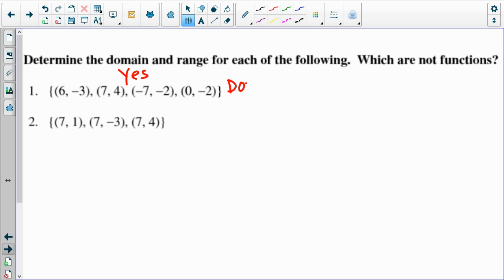Now we're going to write down the domain and range, just like you did yesterday with just ordered pairs or a table or a mapping or whatever. You've got to put them in squiggly brackets.